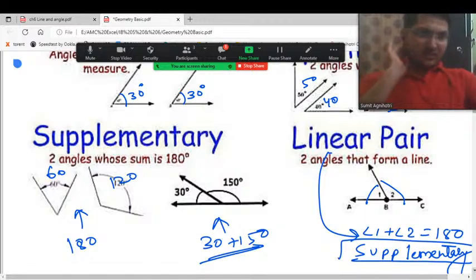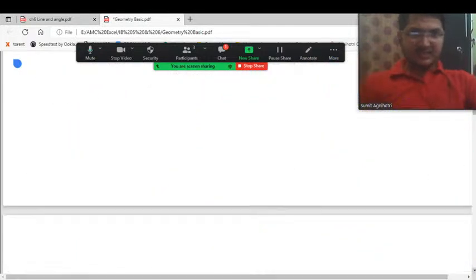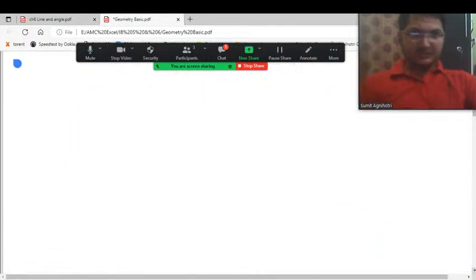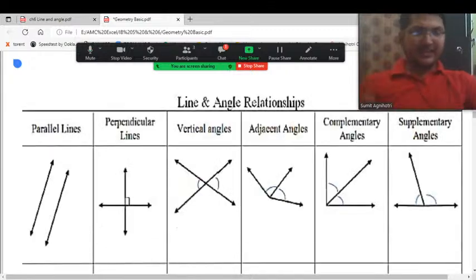After going through all these things, now it's time to cover these things very quickly once again. Parallel lines mean they have the same distance between them throughout. They are not going to cross, they go up to infinity.